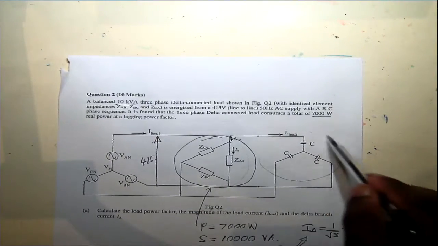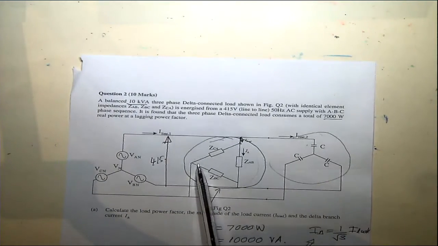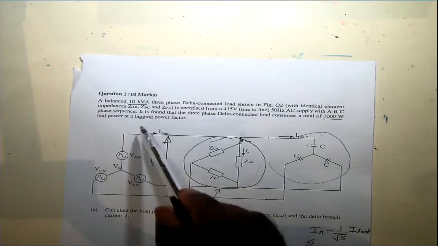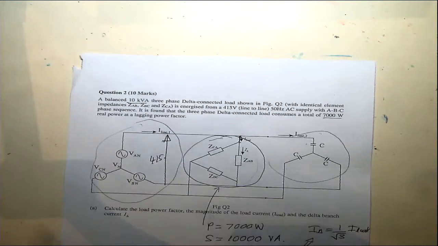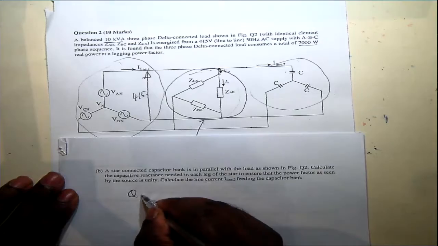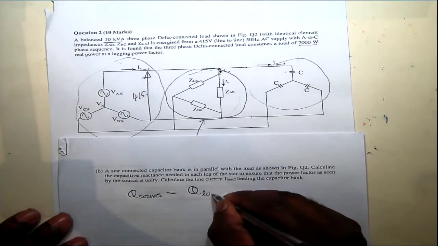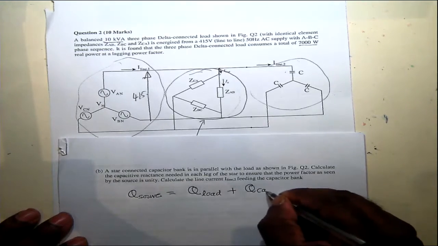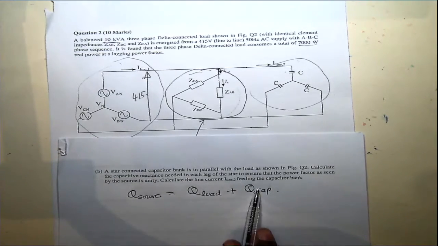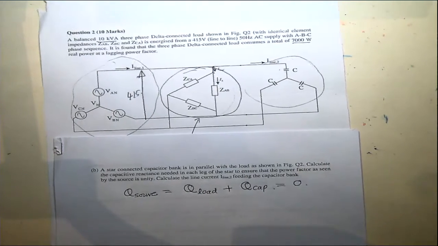So we have a capacitor bank here. Effectively we want this capacitor bank to cancel out the reactive power of the load, so you are not providing any reactive power from the supply. So basically the Q source equals the Q of the load plus the Q of the capacitor bank. This is negative, this is positive, so these two cancel out each other, and then this becomes 0 when it's a unity power factor.